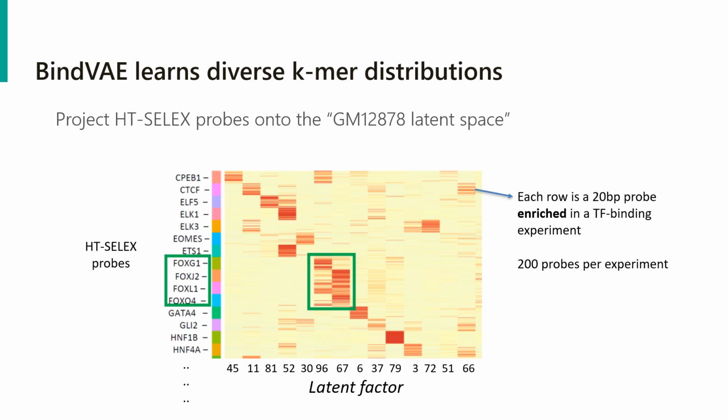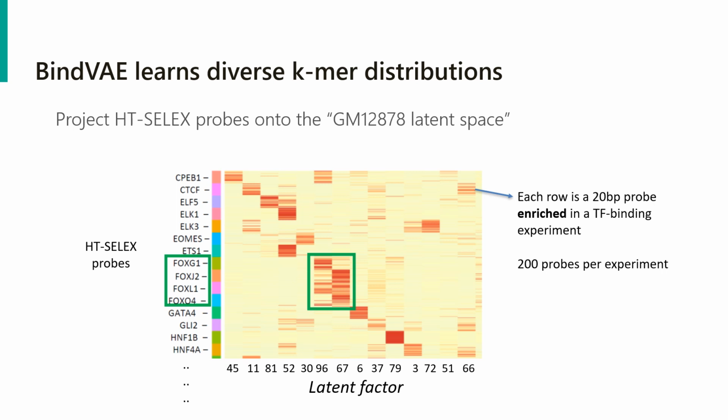In order to show that BindVAE learns diverse k-mer distributions, we here project probes from in vitro data from high throughput SELEX experiments into the latent space that was obtained by training our model on GM12878 ATAC-seq peaks. And we visualize the resulting latent space projections produced for the in vitro data. So note that while the model was trained on much longer sequences, DNA sequences of length 200 base pairs, here we are only projecting probes which are 20 base pairs long into the same latent space.